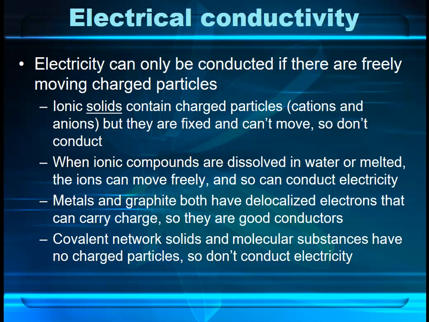But if you take your ionic solid and you then melt it, so it's now an ionic liquid, or you dissolve it in water, so it's an aqueous solution, then those charged particles, those ions, are freely able to move around, and therefore that substance will conduct electricity. Metals and graphite both contain delocalized electrons, which means that they are able to easily conduct electricity. While covalent network solids and molecular substances don't have charged particles, let alone freely moving charged particles, and therefore will not conduct electricity. So that's electrical conductivity.